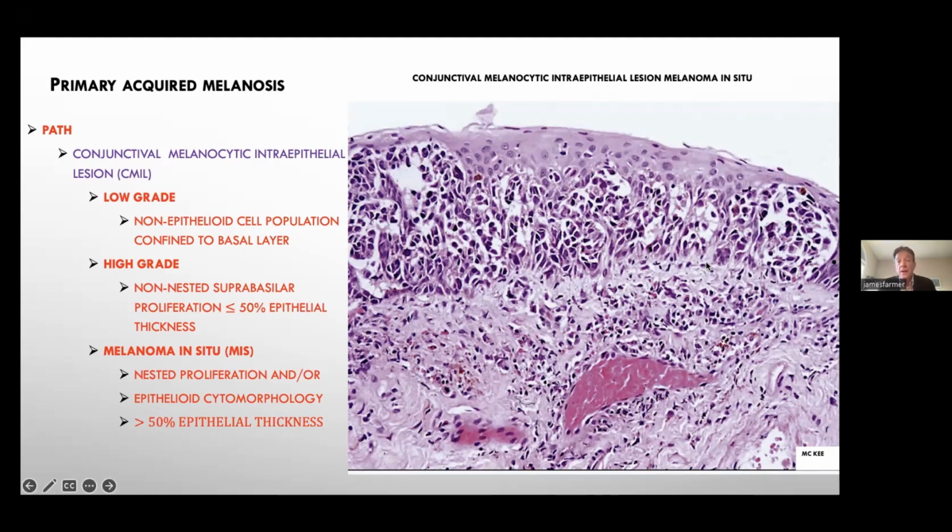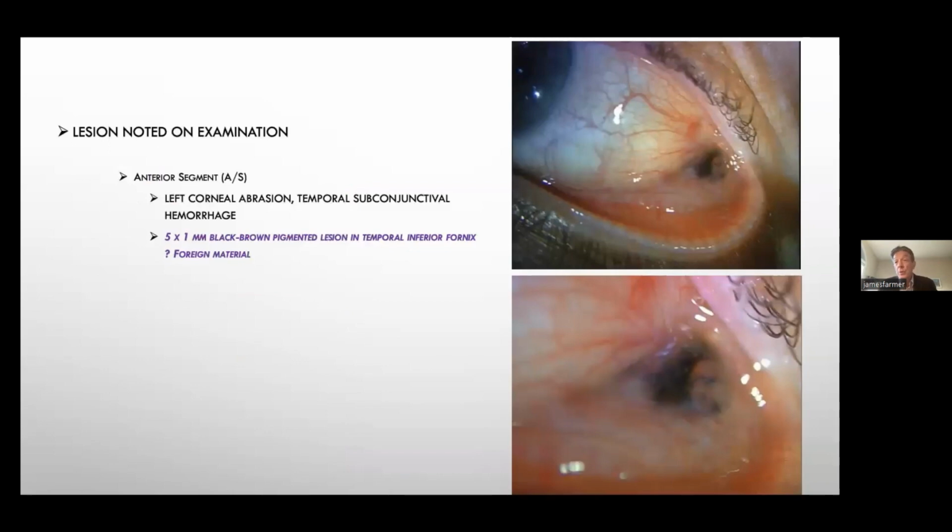I could spend another couple of hours talking about the way ophthalmic pathology used to separately classify melanocytic lesions, and we always ran into a problem with dermatopathologists who never liked our terminology. But we finally were able to sit down with dermatopathology and ophthalmic pathology, and we're all happy with this conjunctival melanocytic intraepithelial lesion: low-grade, high-grade, and melanoma in situ, because even a dermatopathologist can grasp what this is. And its relevance, again, is its progression into melanoma.